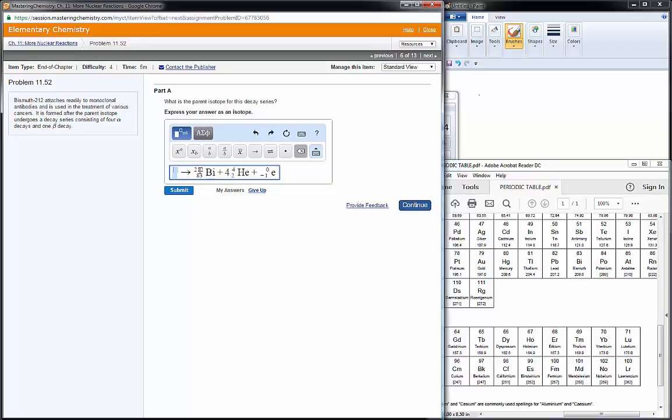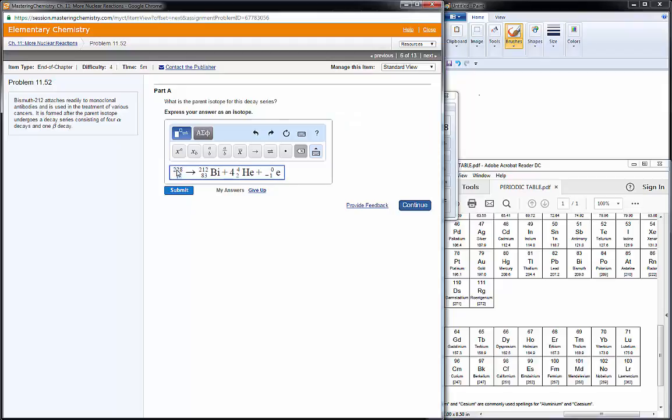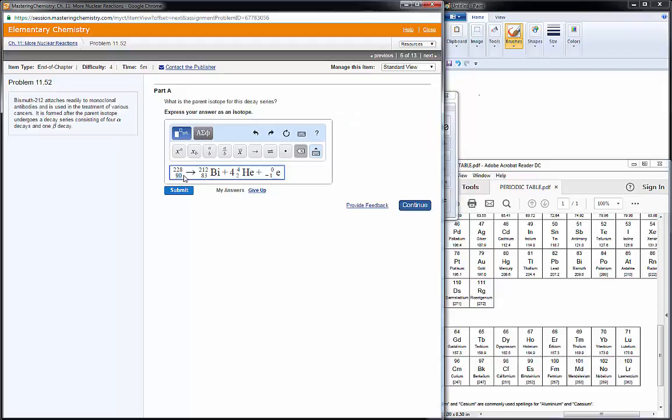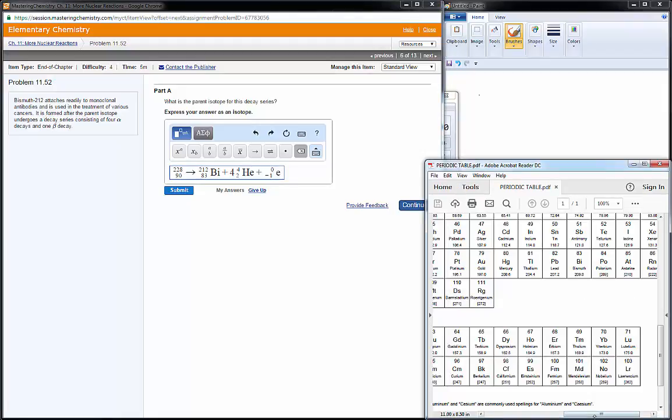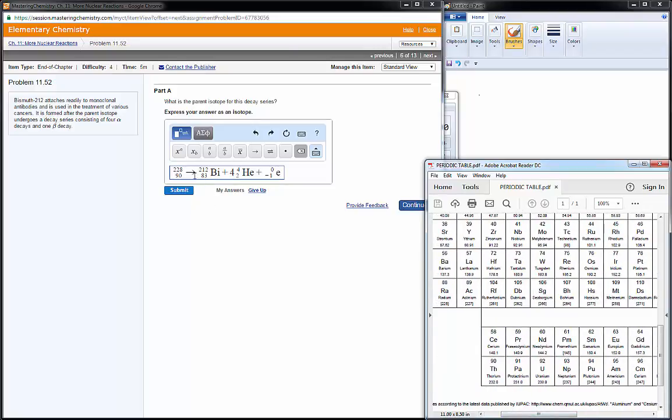So 212 plus 4 times 4 is 16. Plus 0 gives me a mass of 228. And then at the bottom we have, this number has to equal 83, plus 4 times 2 is 8, plus -1. So it's going to be number 90. And element number 90 is thorium.